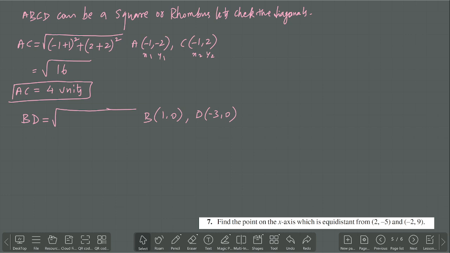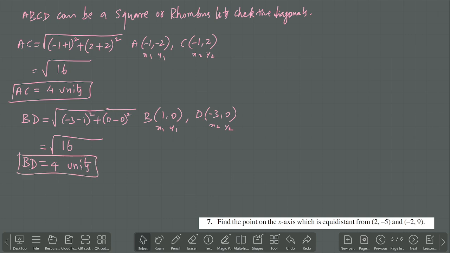Right, fine. So here then x1, y1, x2 and y2. x2 value minus 3 minus x1 value 1, whole square, plus y2 value 0 minus y1 value 0, whole square. Square root of minus 3 minus 1 is minus 4, minus 4 square value 16. 0 minus 0 is 0, you leave it. Here it will be 4 units. So BD is also equal to AC. Therefore, diagonals are equal.